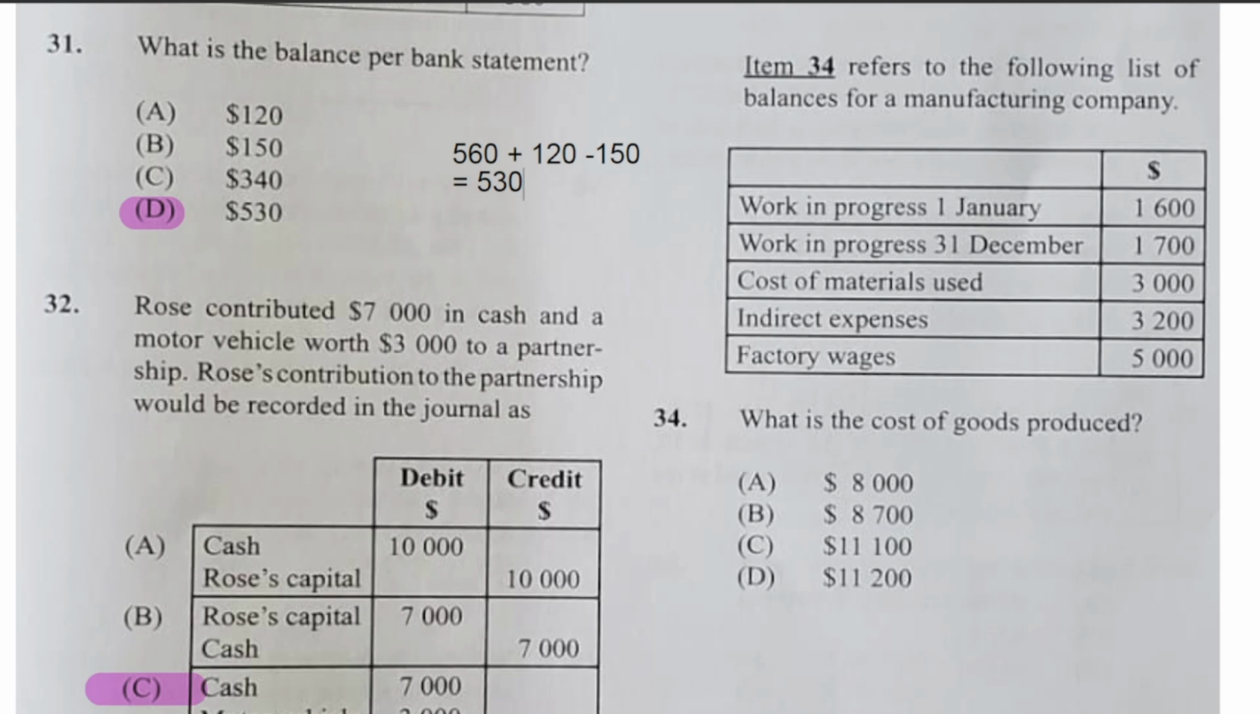And then we have to factor in the opening WIP and closing WIP. So 11,200, you add the opening WIP, and WIP is work in progress, that is. You add the opening WIP and then you subtract the closing WIP. So the opening WIP is 1600, closing WIP is 1700, and I have here 11,100.